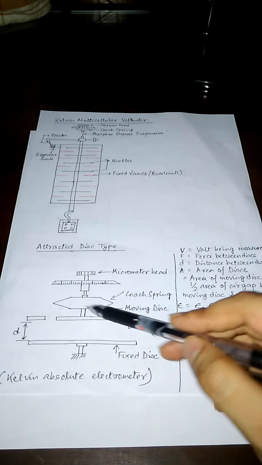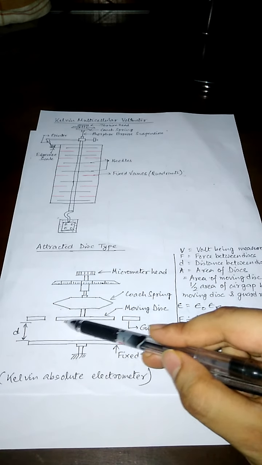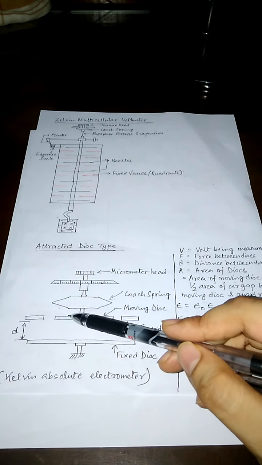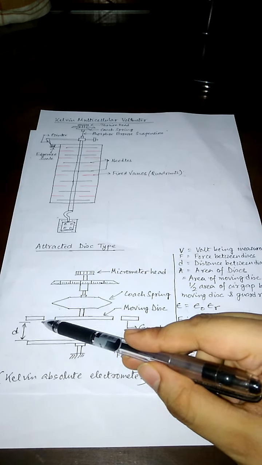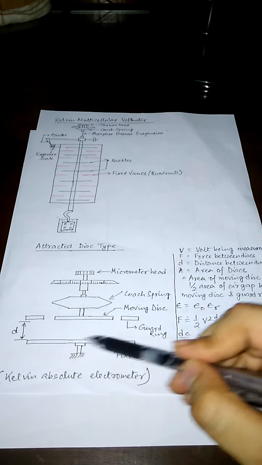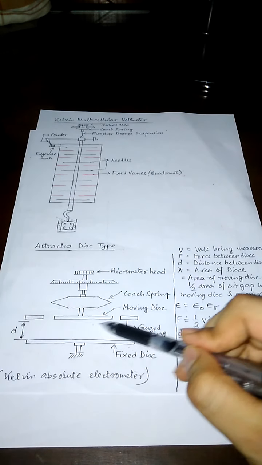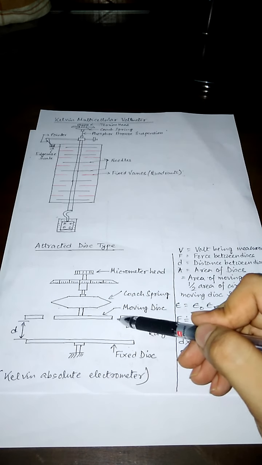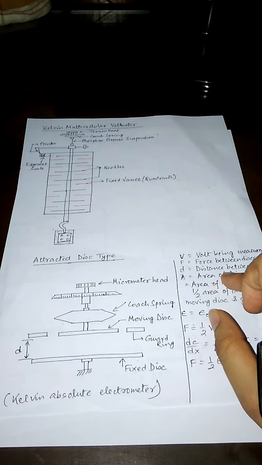Now the effective area of this moving disc, which is going to rotate, is the actual area of the moving disc plus half of the area of the air gap between this guard ring and this moving disc. That means the effective area is the total area of the moving disc plus half of the area of the air gap between the guard ring and the moving disc. So we have to consider this for the effective area calculations of the moving disc.